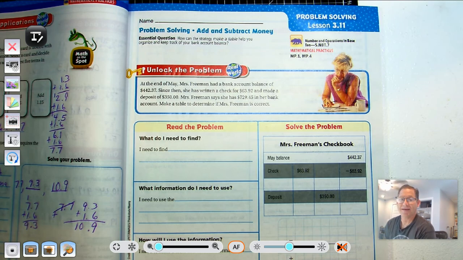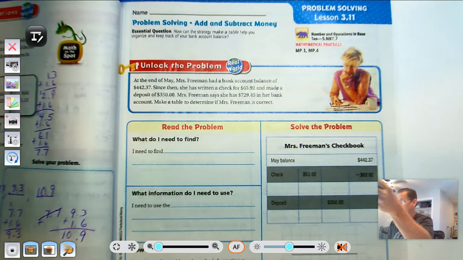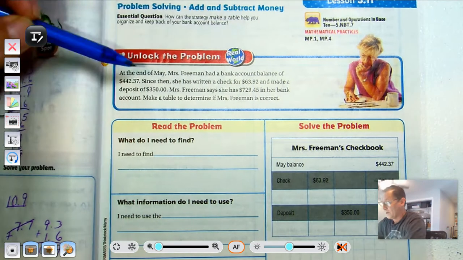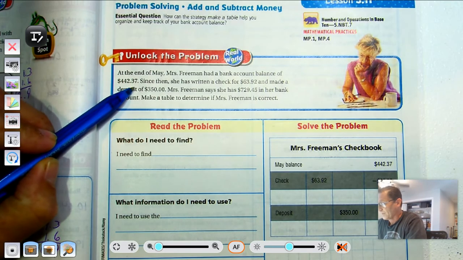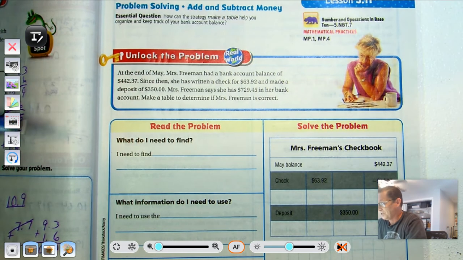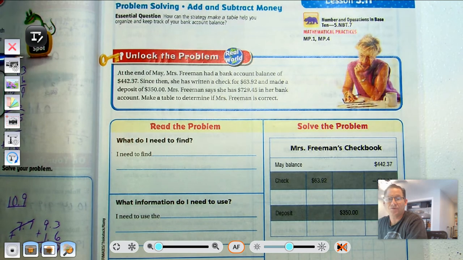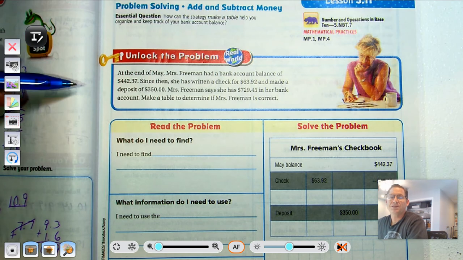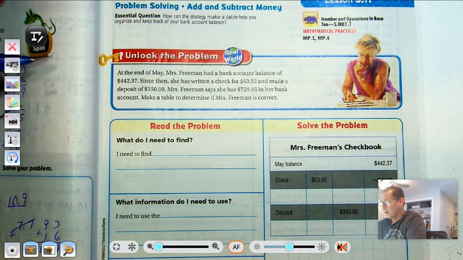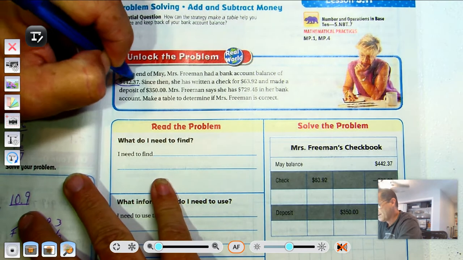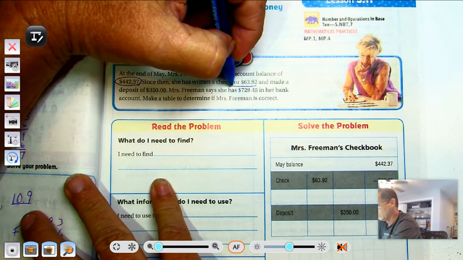At the end of May, Mrs. Freeman had a bank account balance of $442.37. Since then, she has written a check for $63.92 and made a deposit of $350. Mrs. Freeman says she has $729.45 in her bank account. Make a table to determine if Mrs. Freeman is correct.